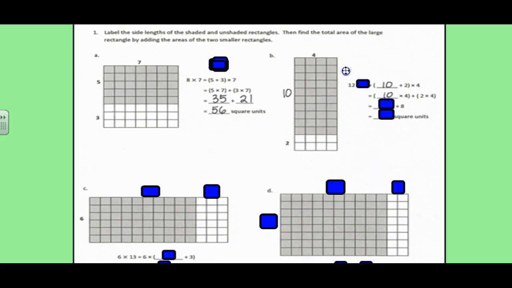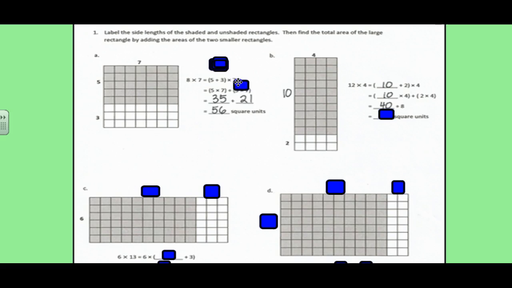So for this one right here, you're also needing to put a 10 because we're going to have to multiply 10 times 4 to find the area of the shaded rectangle, and we know that we're going to have to multiply 2 times 4 to find the area of this rectangle. Okay? They already have 8 right here for you because they already solved 2 times 4. Now you need to solve 10 times 4 and write that number right here. And then you're going to add that number and 8 together to find the area of the total rectangle. So whenever you're ready to check your answer, you may push play.